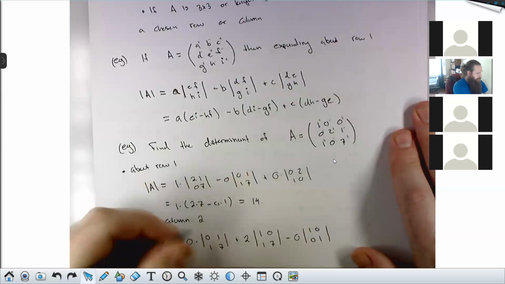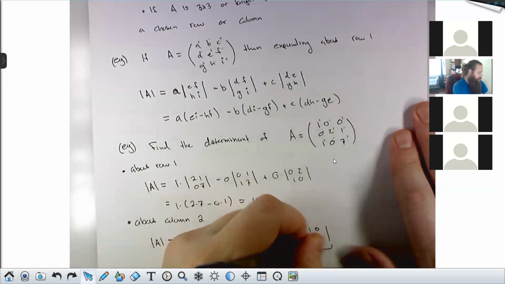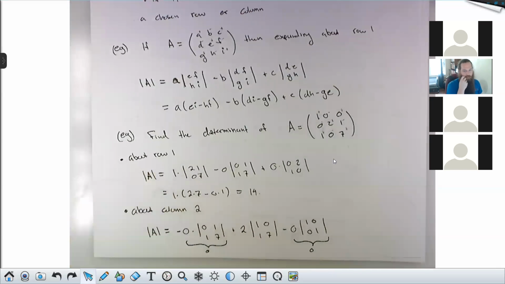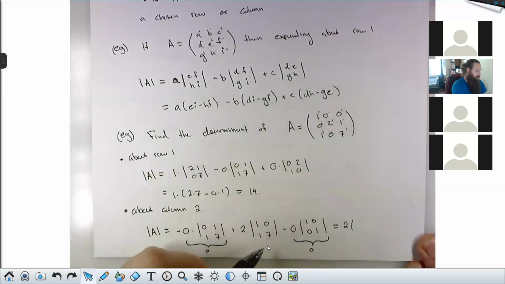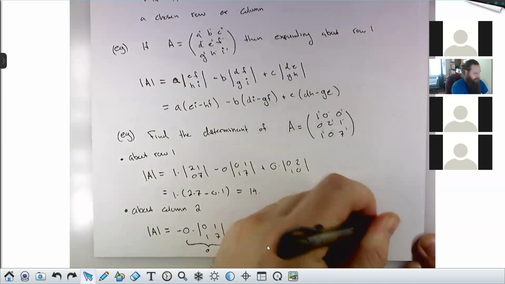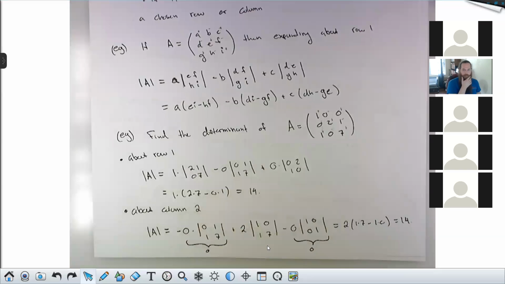So this would be 0. This would be 0. And I don't even need to calculate them because they're being multiplied by 0. And what I get is just this guy, which is 2 times this determinant, which is 1 times 7 minus 1 times 0, which is 14 again.